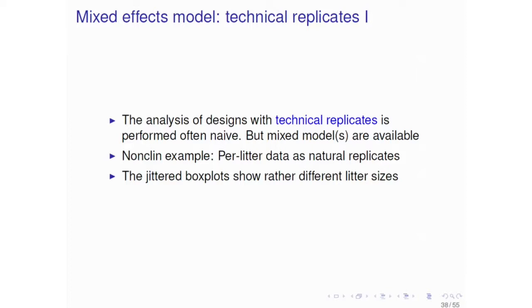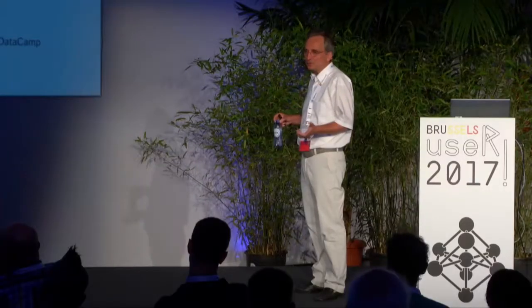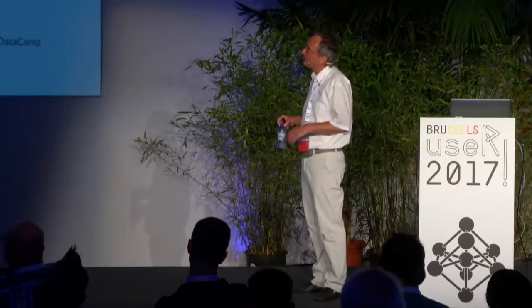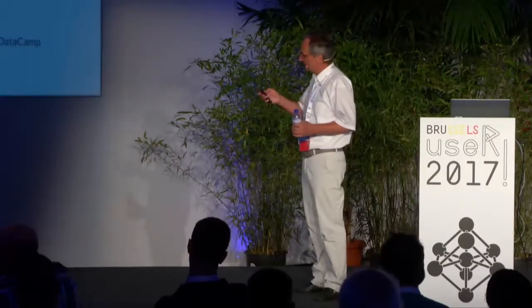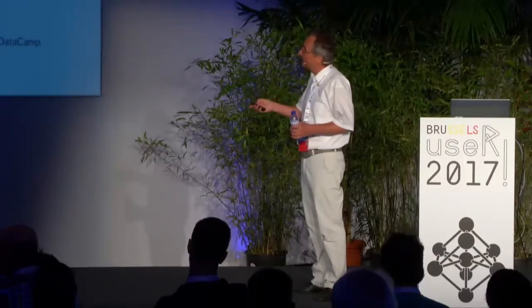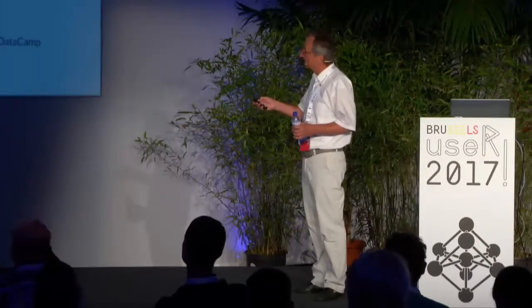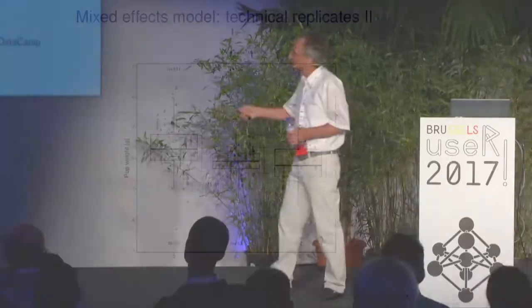Many designs in pharmaceutical research have technical replicates. And the analysis is mostly naive, by averaging the technical replicates. But we know mixed models are available. We can use them. I show you a known clinical example again, where the replicates are natural replicates, and in these box plots I will explain.